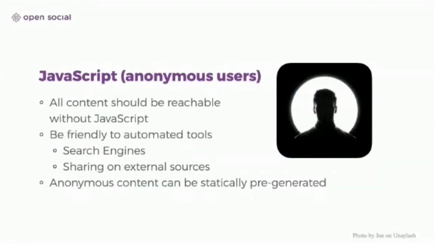For JavaScript support, we looked at the experience for anonymous users and the experience for authenticated users. For anonymous users, we've made the decision that all content should be reachable without JavaScript, meaning that we'll require something like static rendering or server-side rendering. This decision has been made so that we're friendly to automated tools like search engines or web crawlers from Twitter when someone shares a link. The advantage here is that in terms of performance, all the content for anonymous users will be the same, so we can pre-generate it. For authenticated users, the story is slightly different.